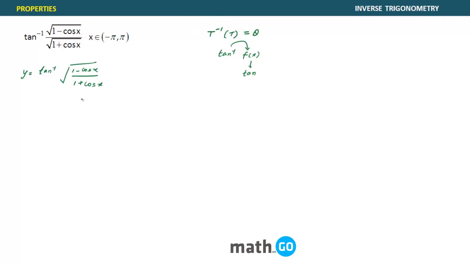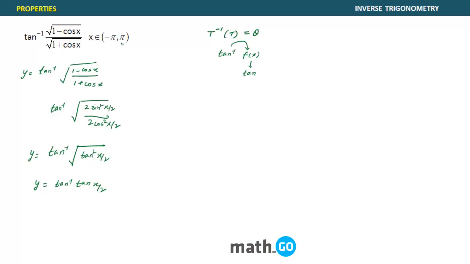This is the target. So the innermost function here is under root. What is 1 minus cos x? It is nothing but 2 sine square x by 2, and the denominator is 2 cos square x by 2. If you solve this, it is tan inverse of under root, the 2 and 2 cancel out, and it becomes tan square x by 2. This comes out to be, very easily, tan inverse tan of x by 2.